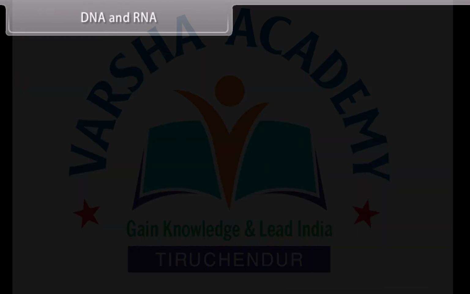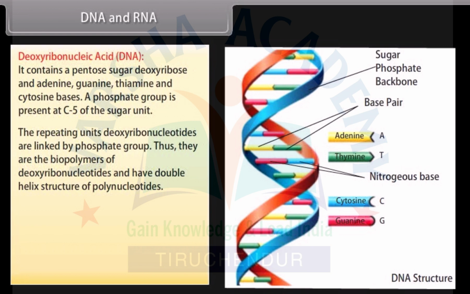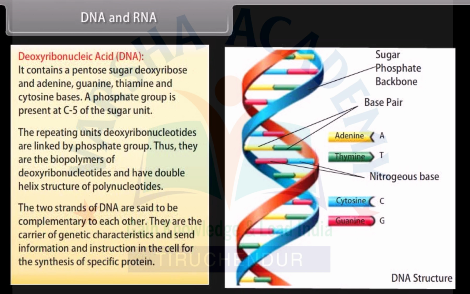DNA and RNA. Deoxyribonucleic acid. It contains a pentose sugar deoxyribose and adenine, guanine, thymine, and cytosine bases. A phosphate group is present at C5 of the sugar unit. The repeating units of deoxyribonucleotides are linked by phosphate group. Thus, they are the biopolymers of deoxyribonucleotides and have double helix structure of polynucleotides. The two strands of DNA are said to be complementary to each other. They are the carrier of genetic characteristics and send information and instruction to the cell for the synthesis of specific protein.